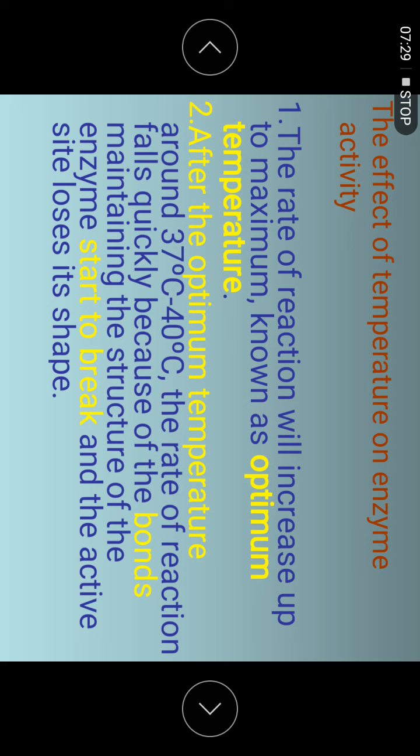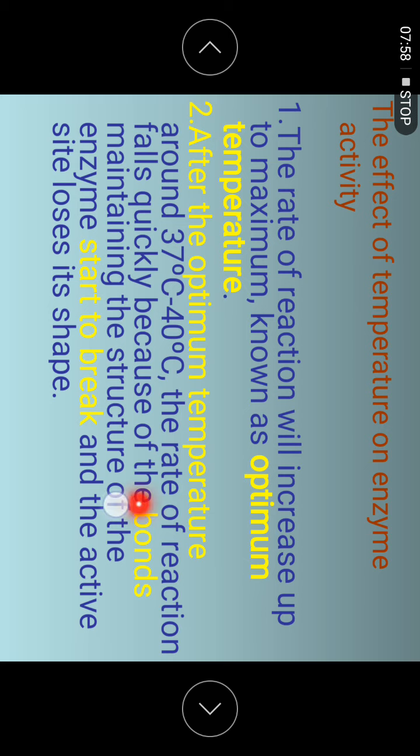serious injury. Now after the optimum temperature, which is our body, let's say you have fever until 39 or 38, the rate of reaction will fall quickly. That means everything in your body, the reactions, will not function. So your body just suddenly shuts down. So after that, what happens? What happens if the reaction is not happening?